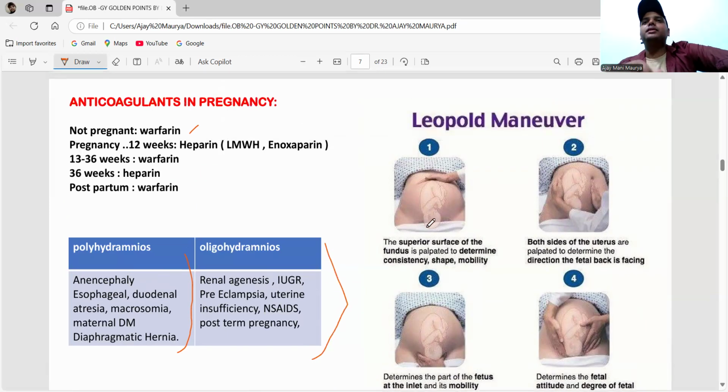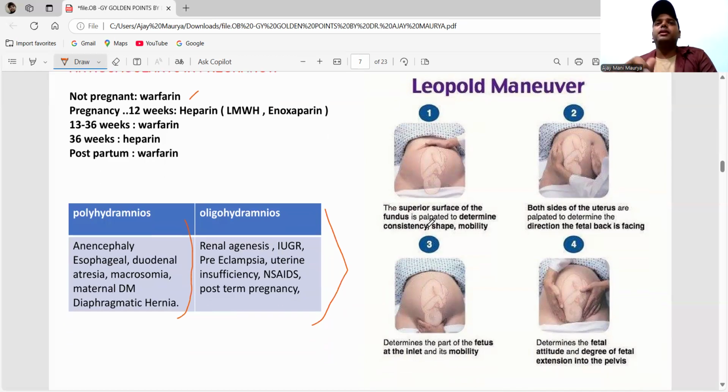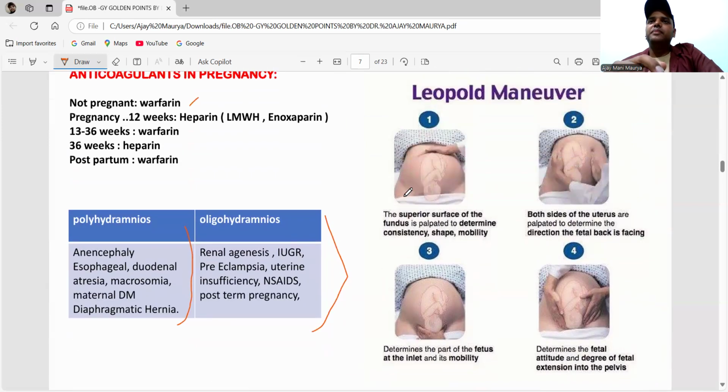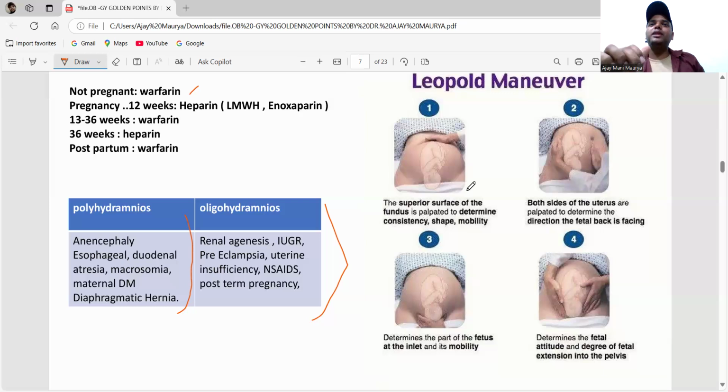You guys see here the Leopold maneuvers. I think everyone performed them in your college days. Remember Leopold 1, 2, 3. The surface of the abdomen is palpable. I didn't mention the names here, guys. Now what you have to see here: the superior surface of the fundus is palpable to determine the consistency.